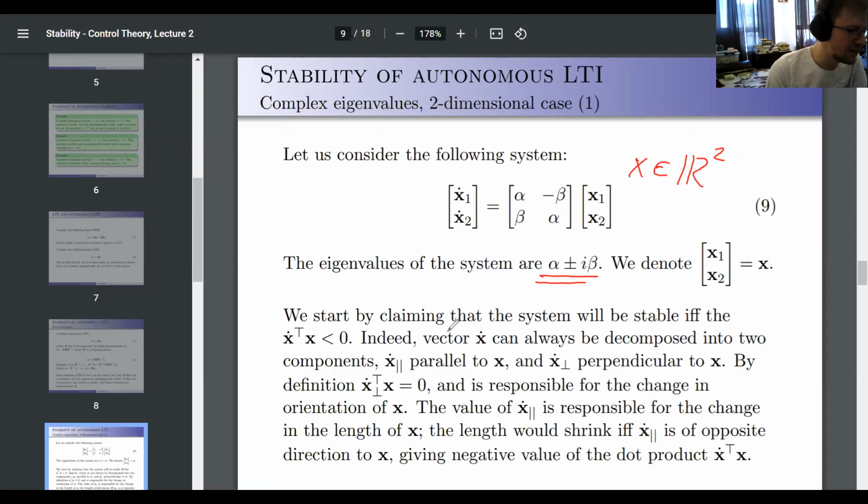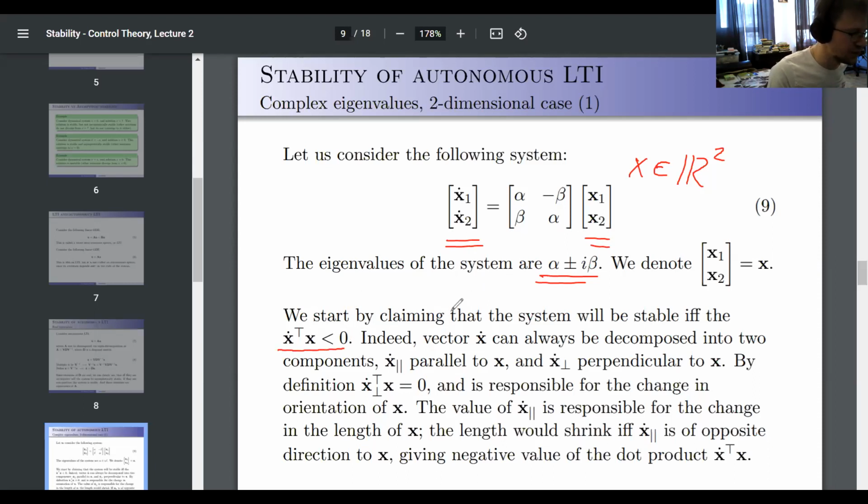Now we start by claiming that the system will be stable if and only if the dot product between this part and this part is negative. That is non-trivial. So I will first read out what we have here, and then I will draw. So please try to pay attention. It's difficult, it's not easy. But if you understand what I'm trying to say, there will be one concept later in the class which you will understand much better. So try to pay attention.